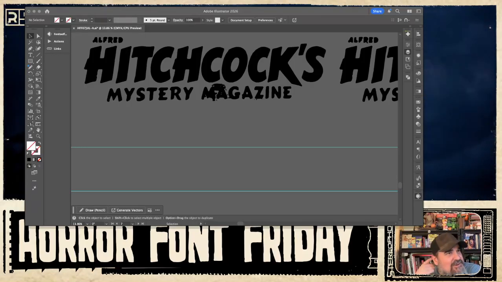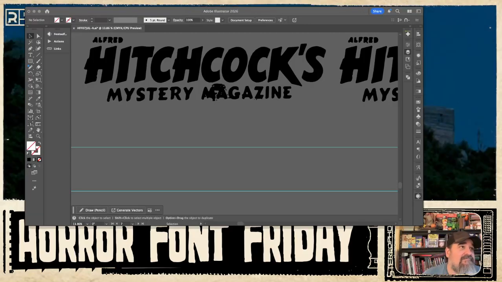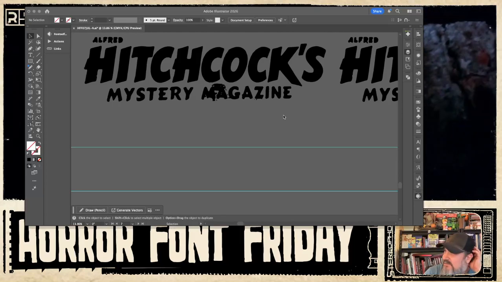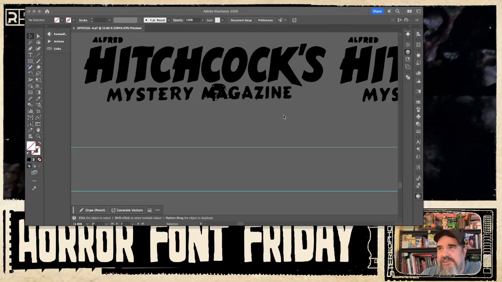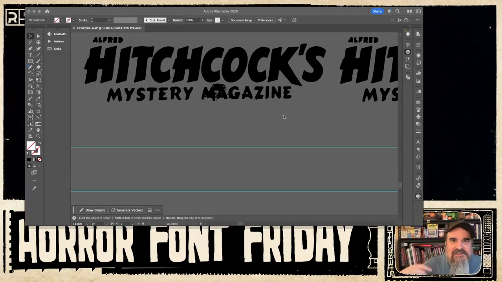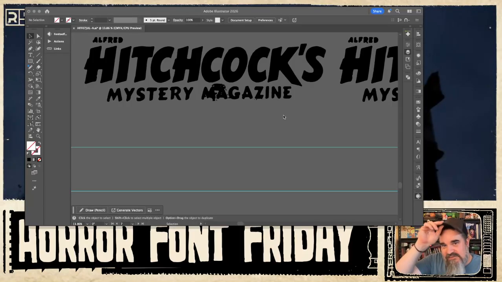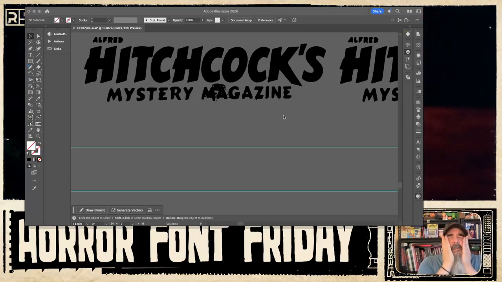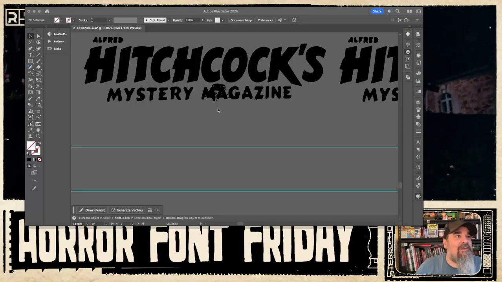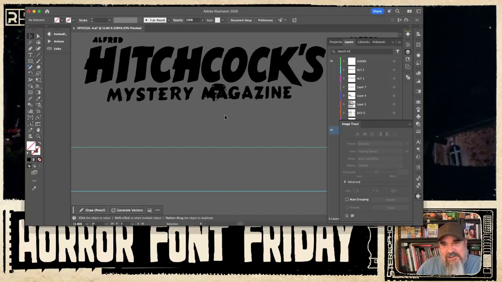Today is Horror Font Friday, and we're taking a look at Alfred Hitchcock's Mystery Magazine. This cover is from 1980, so I think the lettering on the cover might have changed a couple of times during the run. The movie we have going in the background is Crypt of the Living Dead from 1973. It has another name, I can't remember what that is right now, but we're going to go ahead and start making some letters.